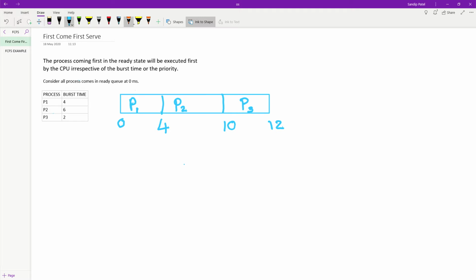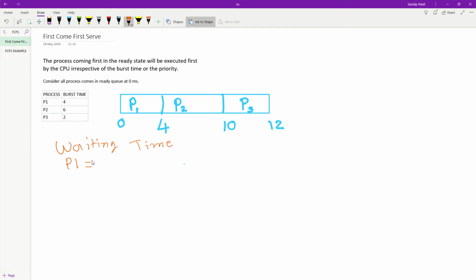So we will find the waiting time for the process P1. How will you calculate the waiting time? What will be the waiting time for the process P1? That is equal to, you can see here from the Gantt chart. Look at the Gantt chart.